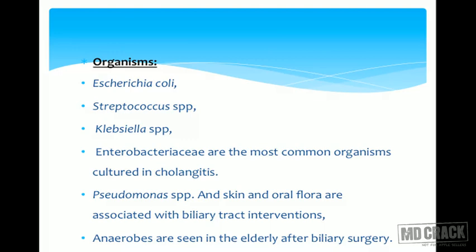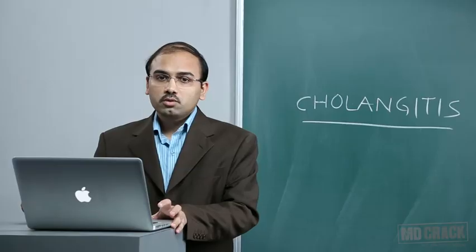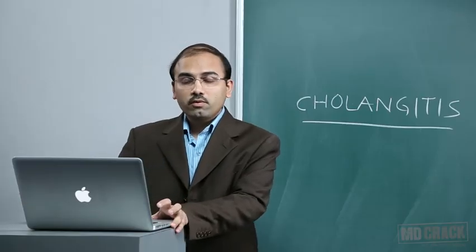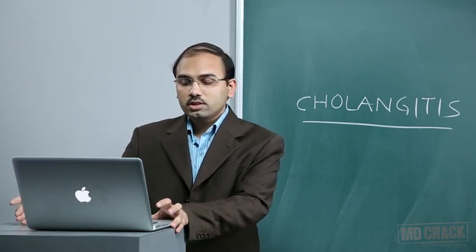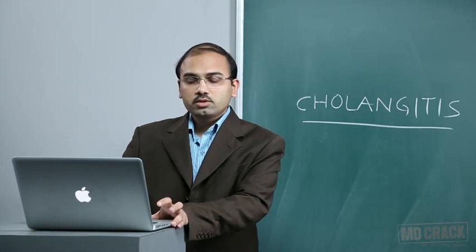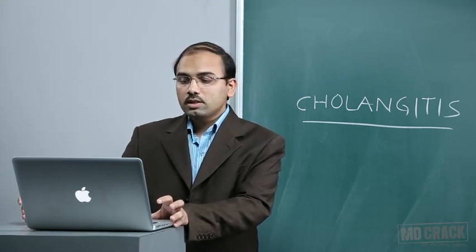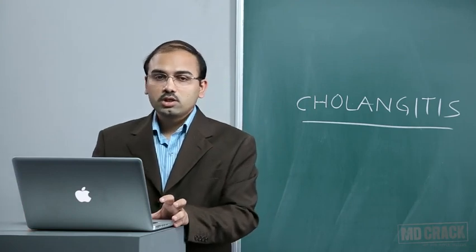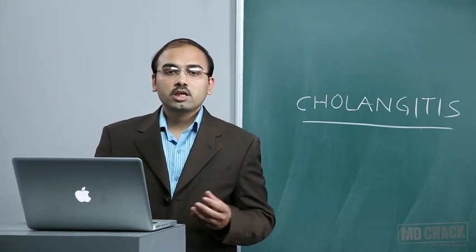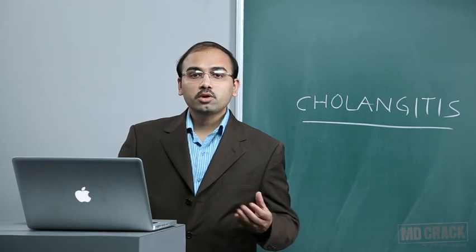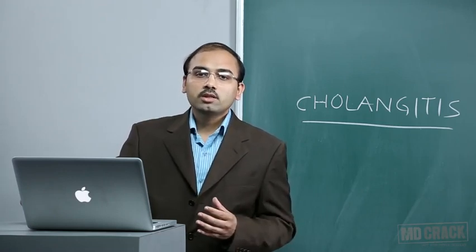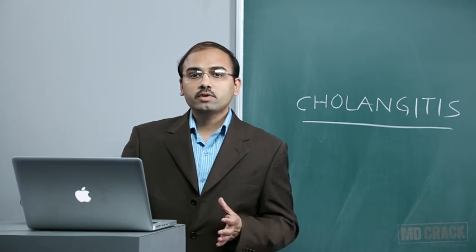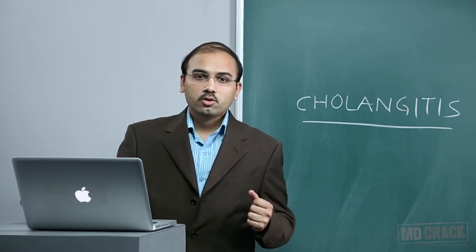Anaerobes are seen in the elderly after biliary surgery. So one more interesting fact. Which of the following organisms are seen most commonly in the elderly after biliary surgery? They will give options like various organisms along with anaerobes. Anaerobes are seen most commonly in the elderly after biliary surgery. There are various types of biliary surgery, such as hepaticojejunostomy and choledochoduodenostomy. So with all these surgeries performed in elderly people, the most common cause of infection or cholangitis is anaerobes.